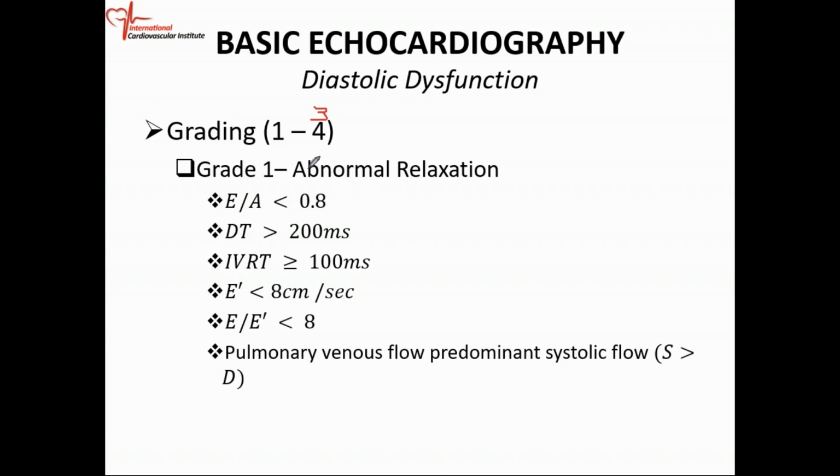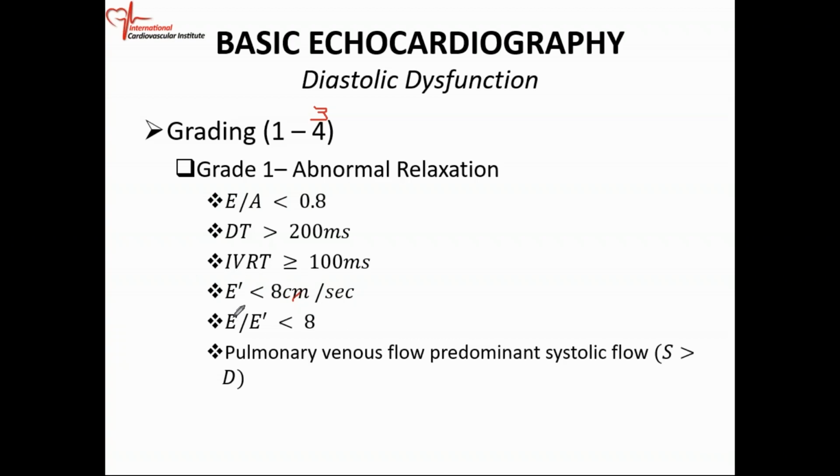With grade 1, you have a problem with relaxation. You have abnormal relaxation. And when you look at your E to A ratio, the E is smaller than the A, and it's usually less than 0.8. When you look at the deceleration time, it's usually greater than 200 milliseconds. When you look at your IVRT, it's usually greater or equal to 100 milliseconds. Your E prime is usually less than 8 or 7 centimeters per second. You cannot have diastolic dysfunction unless your E prime is less than 8 or 7 centimeters per second.